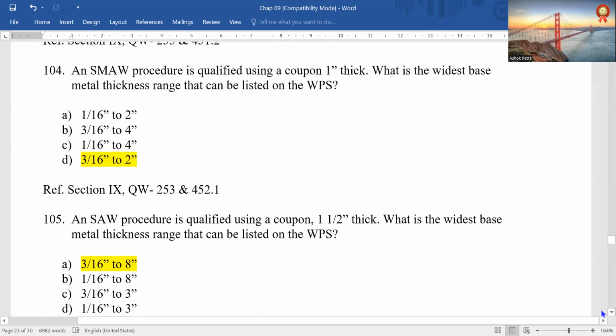An SMAW procedure qualified using 1 inch thick. What is the widest base metal thickness range that can be listed in the WPS? 3/16 to 2 inch. An SMAW procedure is qualified using a 1/2 inch thick coupon. What is the widest range? 3/16 to 1 inch.